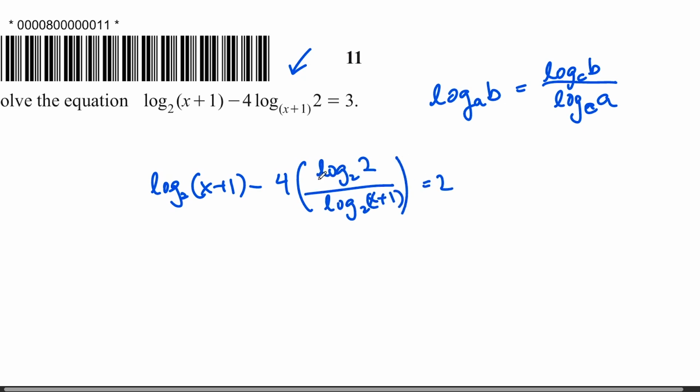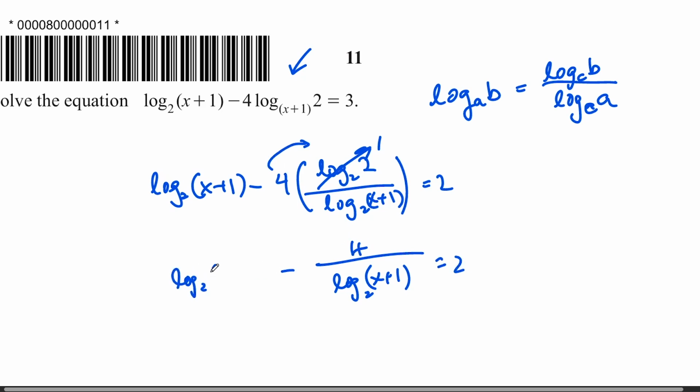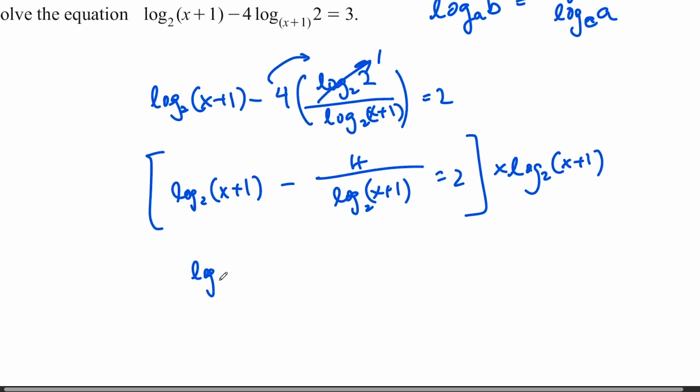Since log 2 base 2 will be just 1, I'm left with 1 over log x plus 1 base 2. And this 4 I can just multiply in. I will multiply both sides with the log, so as to get rid of the log in the denominator. What I'm left with is a log squared, and 2 log x plus 1 base 2.